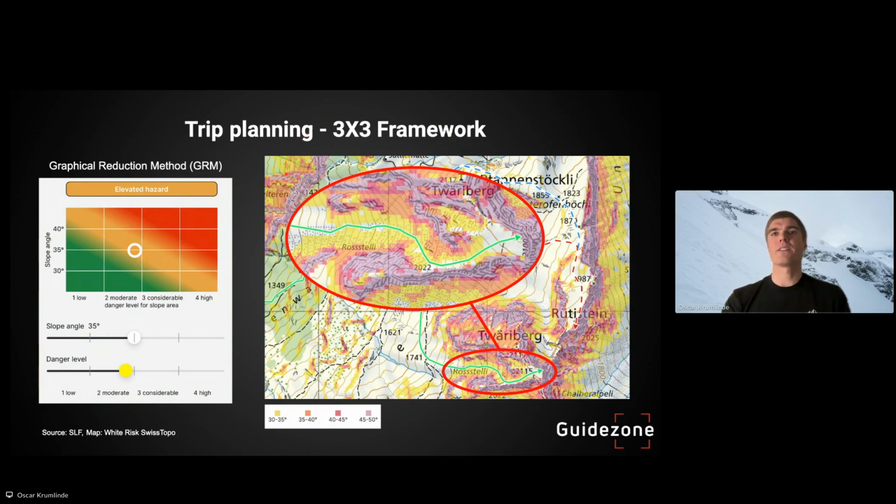So we can use a method to assess these cruxes called the graphical reduction method. It is developed by the Swiss Avalanche Institute, and it considers 2 factors: the slope angle and the avalanche danger rating. So we take this from the avalanche forecast, and this tool is available online or on the White Risk app.